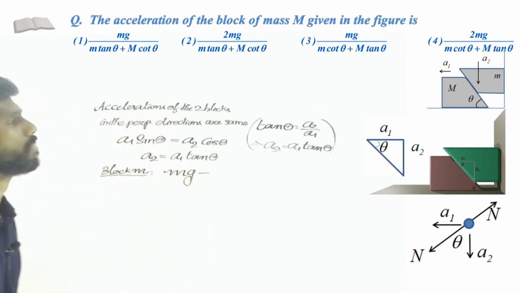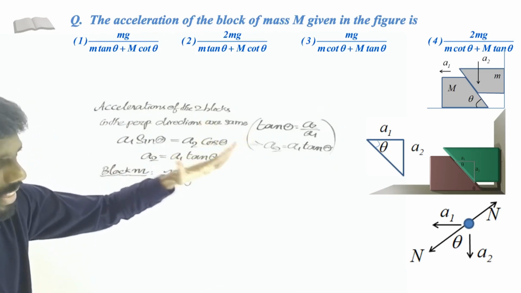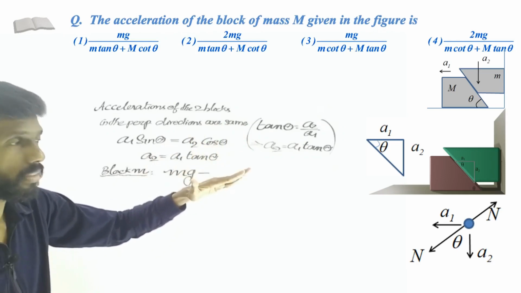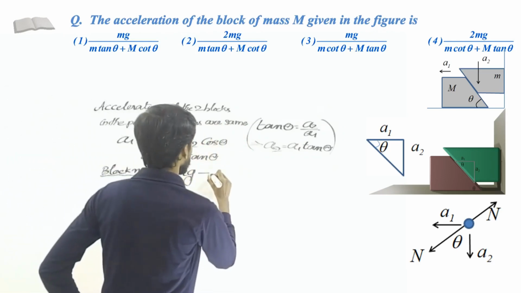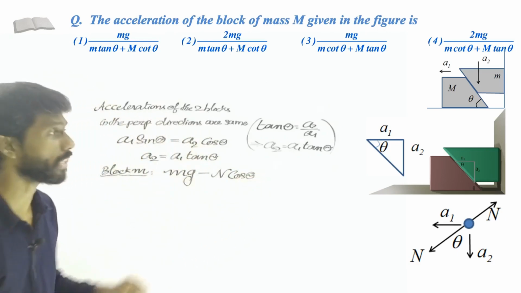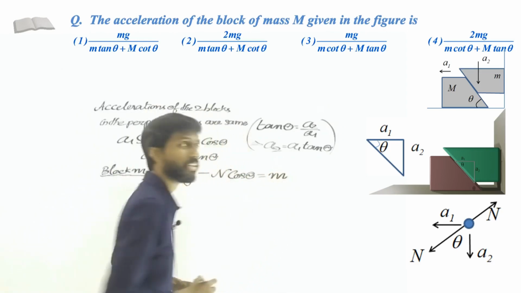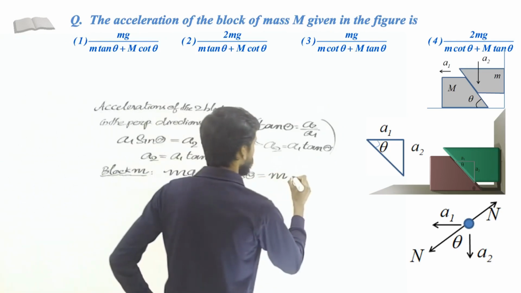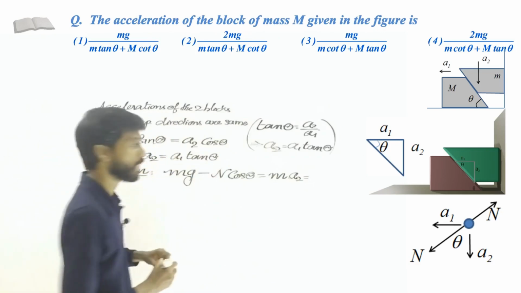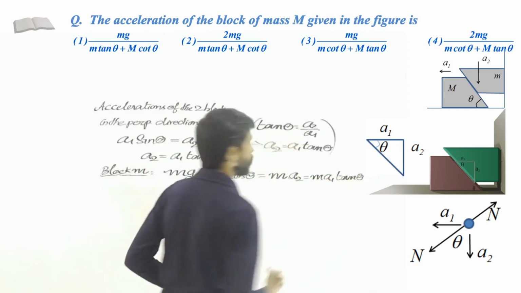What is the normal component? Normal is in this direction, perpendicular to the surface. Now we have to take its vertical component. That normal makes the same angle theta with the vertical, so that means n cos theta, so minus n cos theta. This is the total force acting on the block in the vertically downward direction, so that must be equal to mass times the acceleration, m a2. But what is a2? We've already found the relation between a2 and a1: a2 is a1 tan theta, so that can be substituted here. So m a1 tan theta. This is one equation.